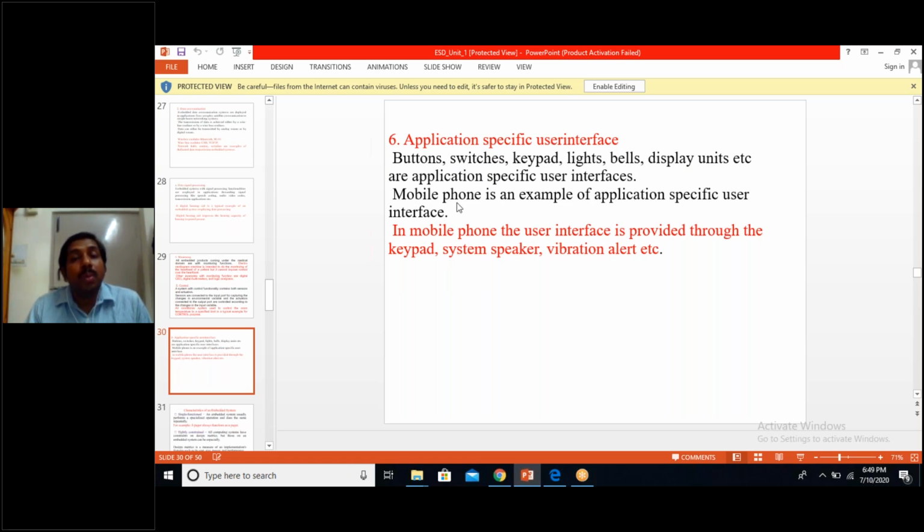The best example is the mobile phone. It is an application specific interface. In the mobile phone, the user is provided with a keypad, a speaker, and a vibration alert. If the person using the mobile wants to dial, he requires a keypad. If he wants to speak, he requires a speaker, and he requires a vibration alert. If any call is coming or any alarm we want to keep, we can use it in order to get the notifications.